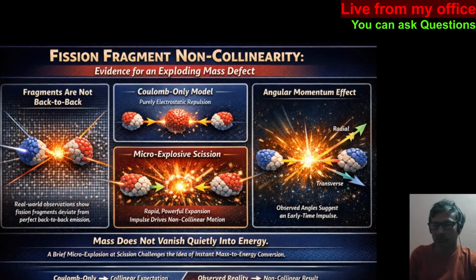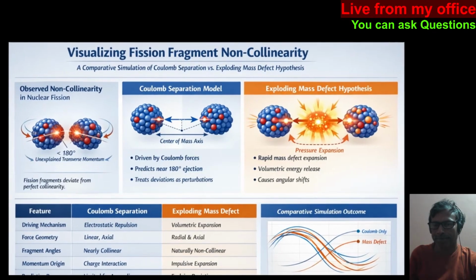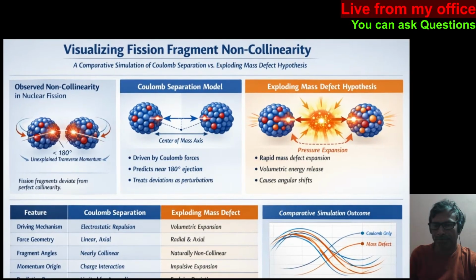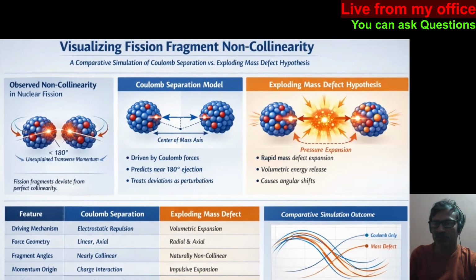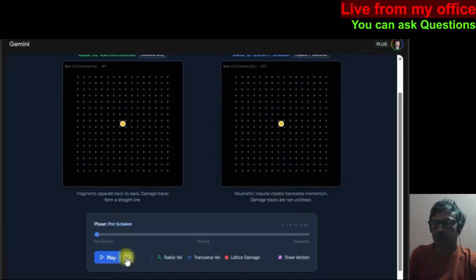In conventional interpretations, this spread has been attributed to secondary effects: fragment spin, neutron evaporation recoil, thermal agitation at scission, or post-scission Coulomb interactions with deformed charge distributions. Crucially, these explanations treat non-collinearity as a correction layered on top of an otherwise collinear Coulomb picture, rather than as a primary dynamical outcome. More precise measurements using modern fragment spectrometers and crystal track detectors have strengthened this empirical picture. Experiments have shown that angular deviations can appear too early and too systematically to be fully explained by late-time neutron emission or statistical noise alone.